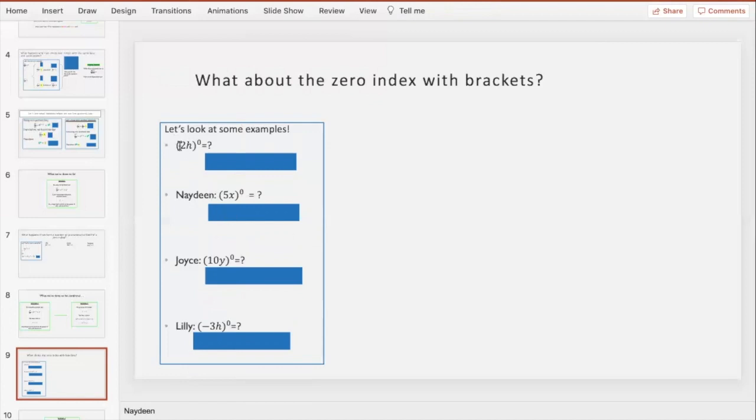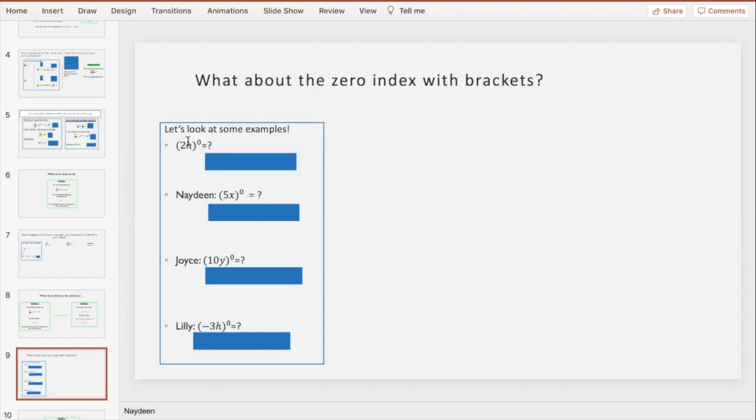Our first example is 2h, all in brackets, to the power of 0. I first want to discuss, what does having the power up here mean? Does anyone have any ideas? Doesn't it mean that the 0 pertains to everything that's inside the bracket? Yeah, that's a great explanation, Nadine.